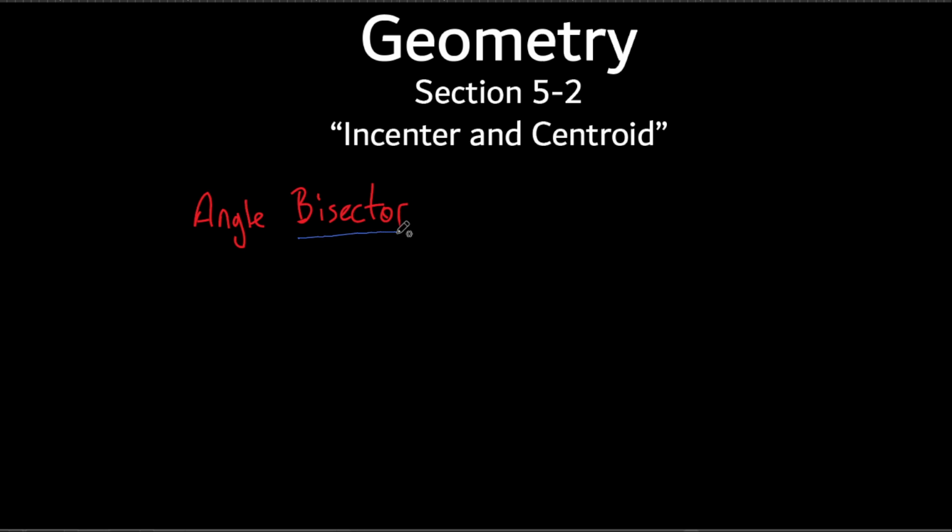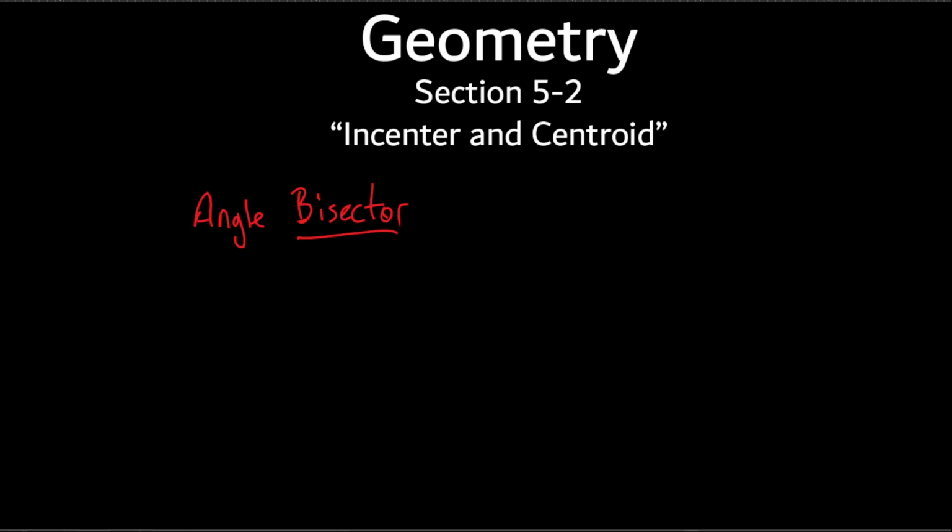So what do you think bisector means? We talked about that already. We talked about a perpendicular bisector, which means it splits a side into two equal parts. What do you think an angle bisector does? Very good. You take an angle and you split the angle into two equal angles. Everybody with me on that?